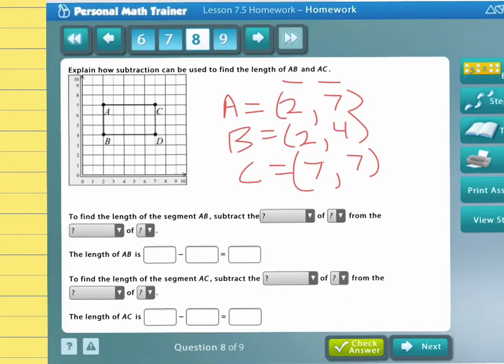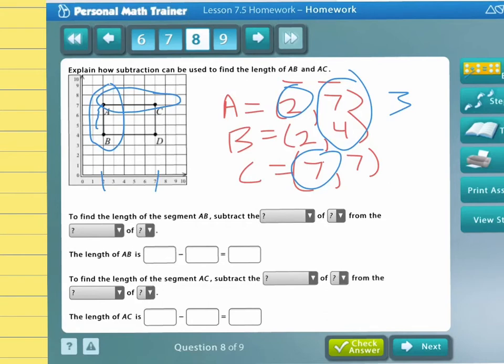Question 8, they're asking us to find the distance. In order to find the distance between point A and point B, you can either count the units here, 3, or you can subtract the y coordinates. So you subtract 4 from 7 to get a distance of 3. To find the distance along this line segment, A to C, you're going to subtract the x coordinates to show the difference between x, which is 2 to 7.